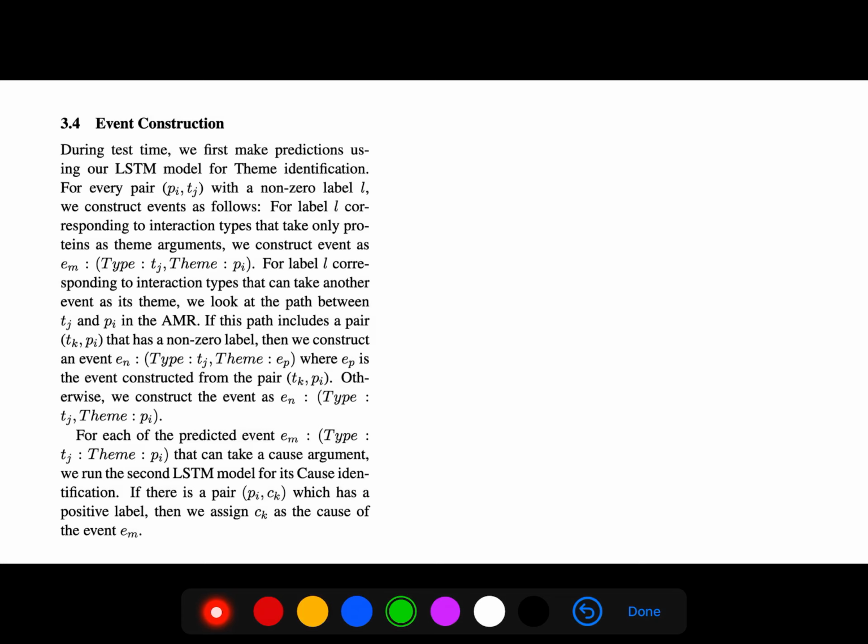For label L corresponding to interaction types that can take another event as its theme, we look at the path between the T sub j and P sub i in the AMR. If this path includes a pair that has a non-zero label, then we construct an event where E sub p is the event constructed from the pair. Otherwise, we construct an event with the event type and theme.